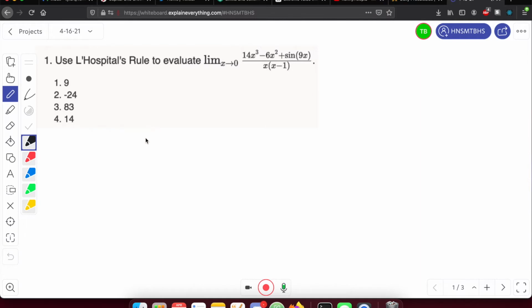Hey everyone, so we're going to go over L'Hospital's Rule. So question 1, use L'Hospital's Rule to evaluate the limit as x goes to 0 of 14x cubed minus 6x squared plus sine of 9x, all divided by x times x minus 1.